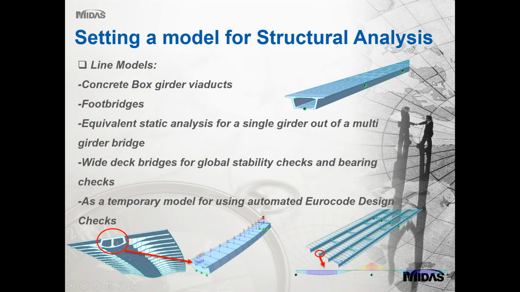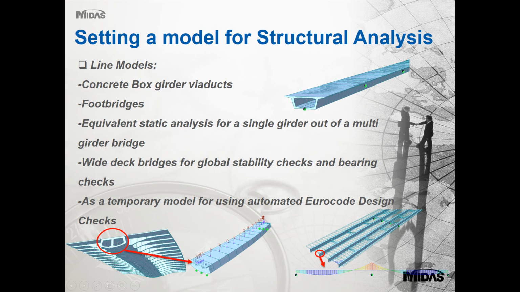For wide deck bridges, normally we use a grillage model or a plate model, but even here we may use a line model, such as the scenario which is mentioned here. You have a very wide deck with a spine beam at the center. These kind of structures, if we want to check for stability, just have a look at the bearing reactions and just a global stability check, we can model a simple line beam and put the wide deck or other components as a load on it.